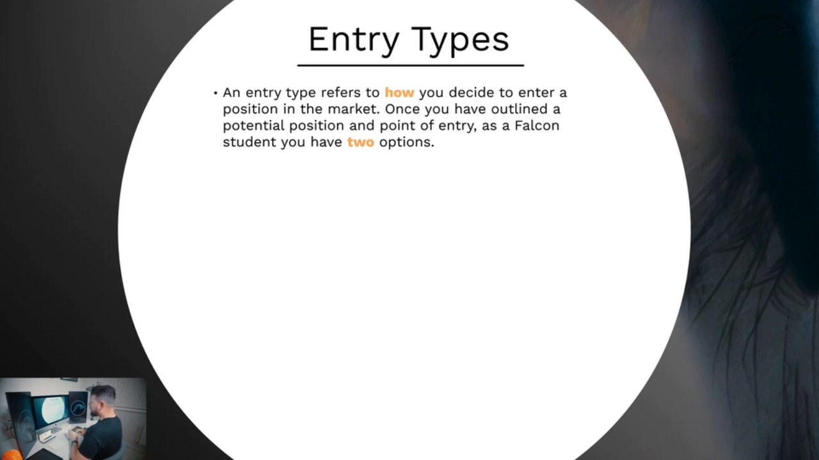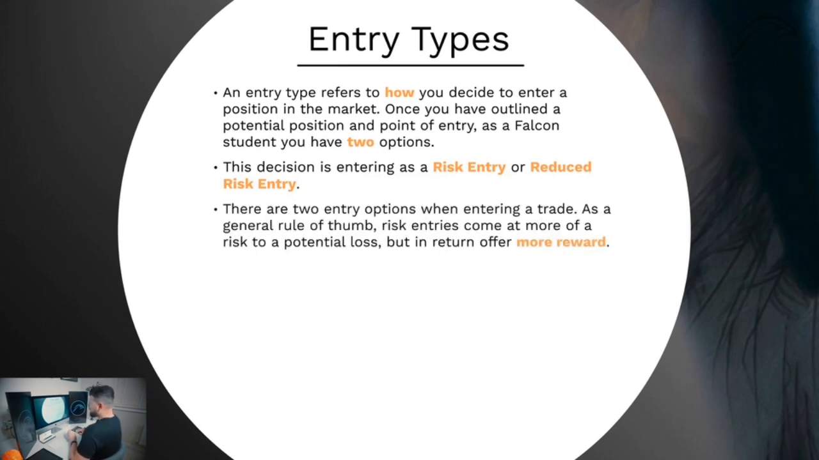An entry type refers to how you decide to enter a position in the market. Once you've outlined a potential point of entry, as a Falcon student, you'll have two options. This decision is entering as a risk entry or a reduced risk entry. Now, there are two entry options when entering a trade.